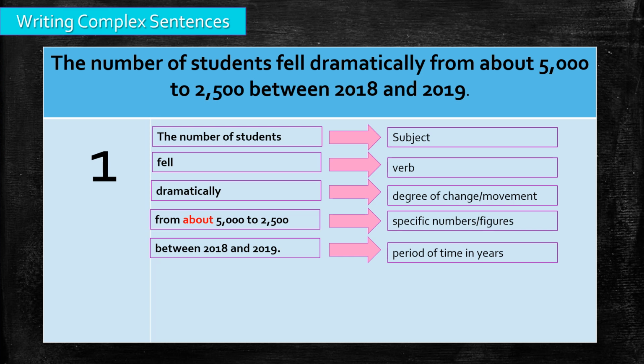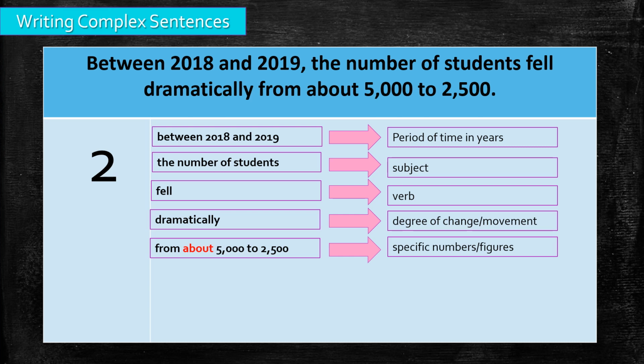And then the number fell from about 5,000 to 2,500. And when did this happen? It happened between 2018 and 2019. That's how you will frame a complex sentence structure looking at the graph. Subject, verb, degree of change, specific number, and period of time in years.